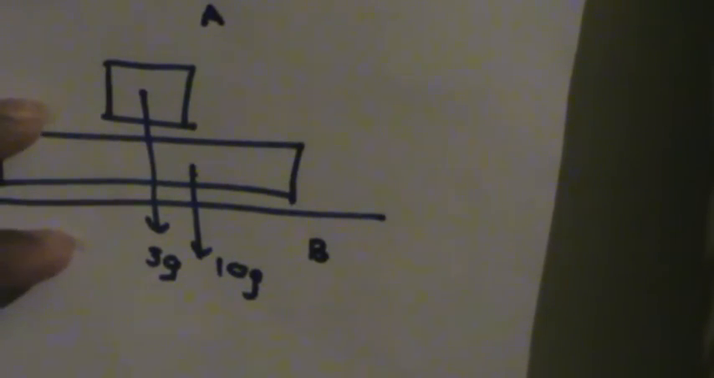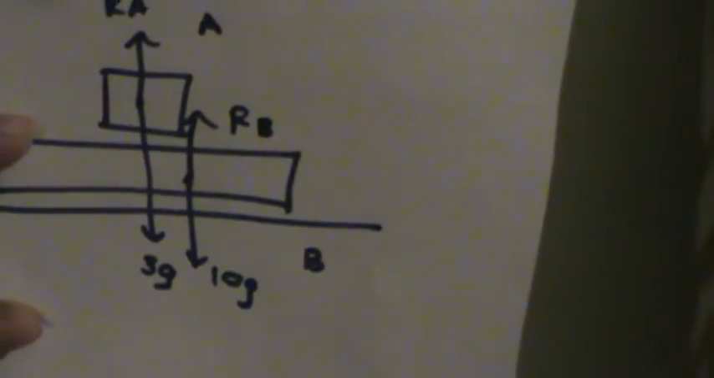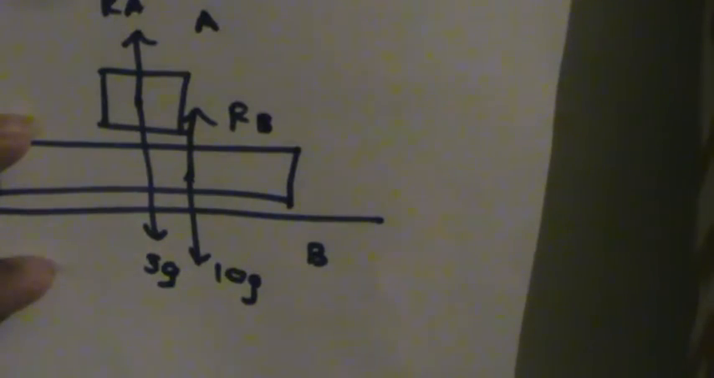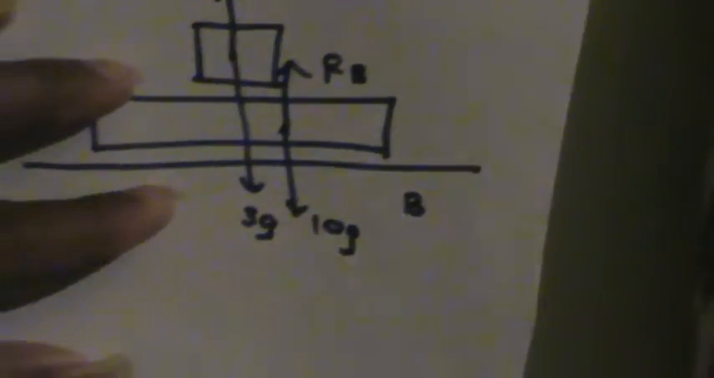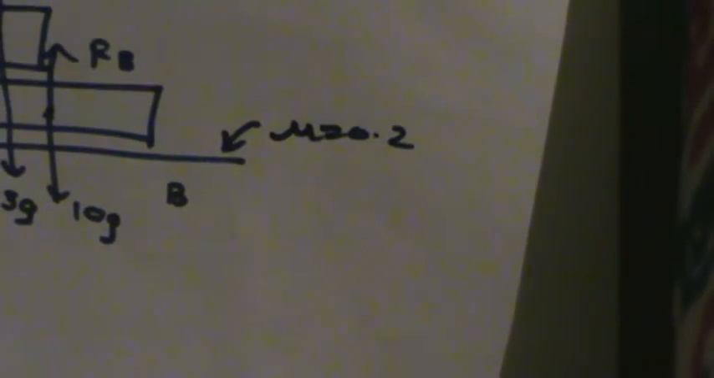So the normal force acting on A will be Ra. So this is Ra. Normal force acting on B will be Rb. So this is Rb. I'll assume that there is no friction between A and B, and there is only friction between B and the surface. So I'll take the coefficient of friction to be 0.2 for a change. I'll be using 0.25 for all the videos. So I'll be using 0.2.